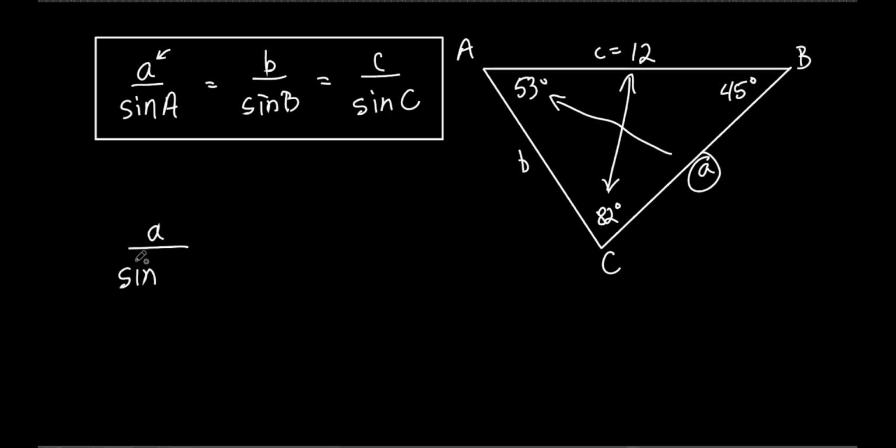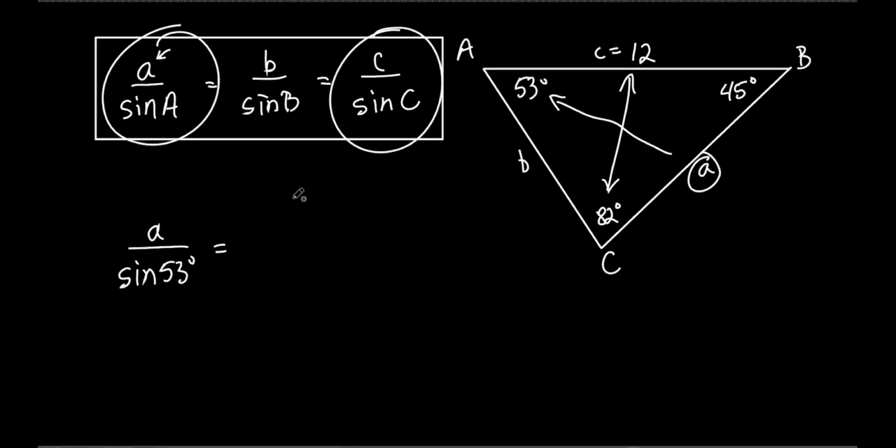The sine of 53, because that's the angle that's opposite side A. And then I just said, remember, I'm just using 2 of these. I'm not using all 3. I'm just grouping them up and picking which 2 I want. So I want this one and I want this one.